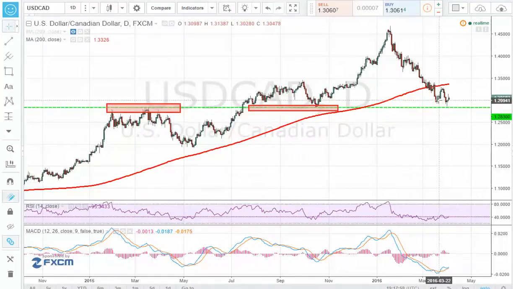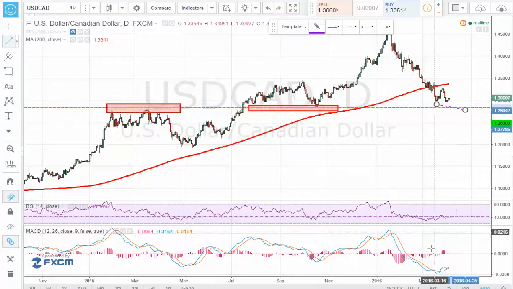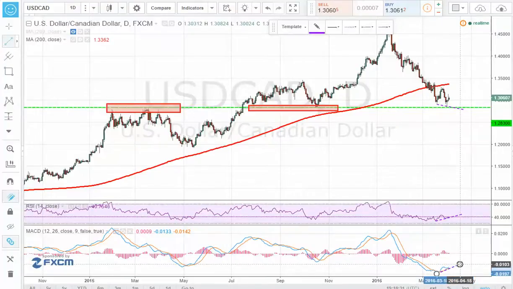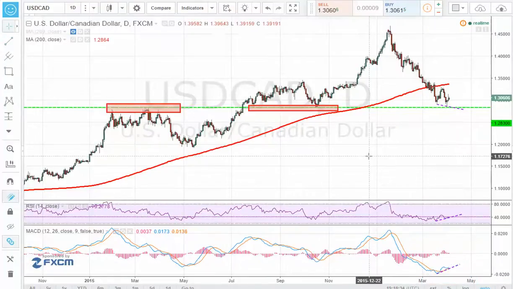Then a few weeks ago it seemed that it was going to reverse, but it failed, and then it made a new lower low. So the low that we had a few weeks ago was 129.15, and then the lowest low was 128.16. So that lower low created, as you can see here, a divergence with the RSI, which did not make a lower low, and also with the MACD. Okay, so at this moment I am looking at a bullish divergence for the US dollar Canadian dollar.